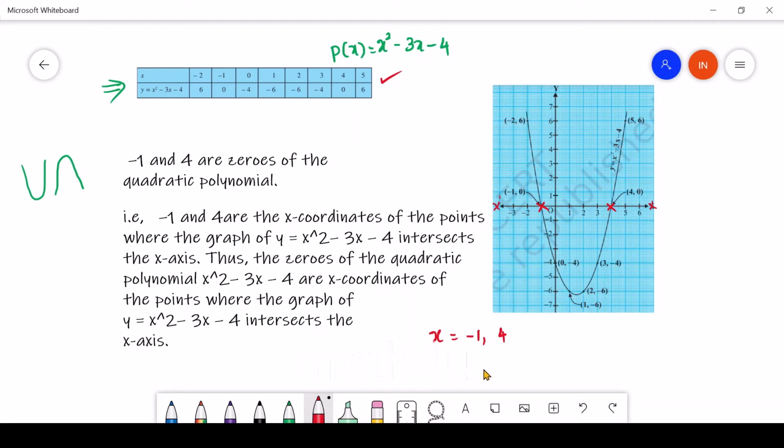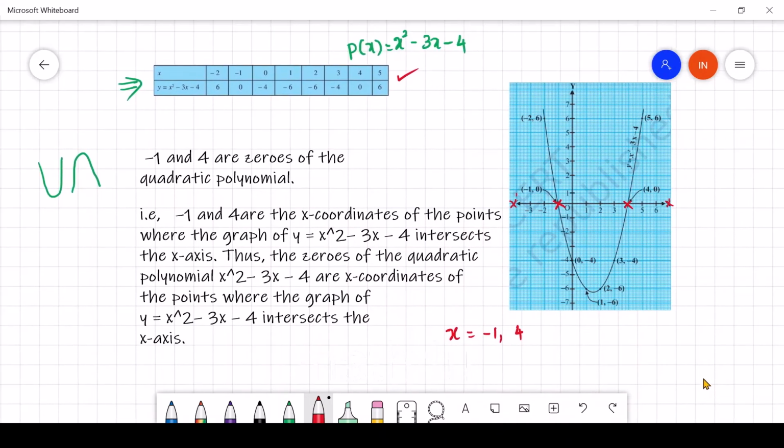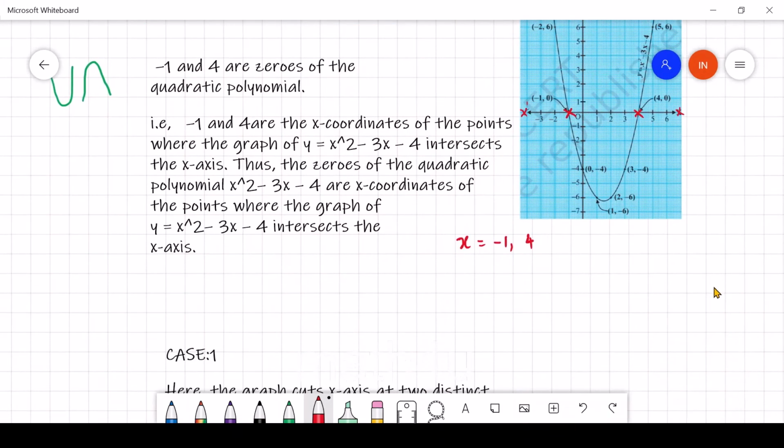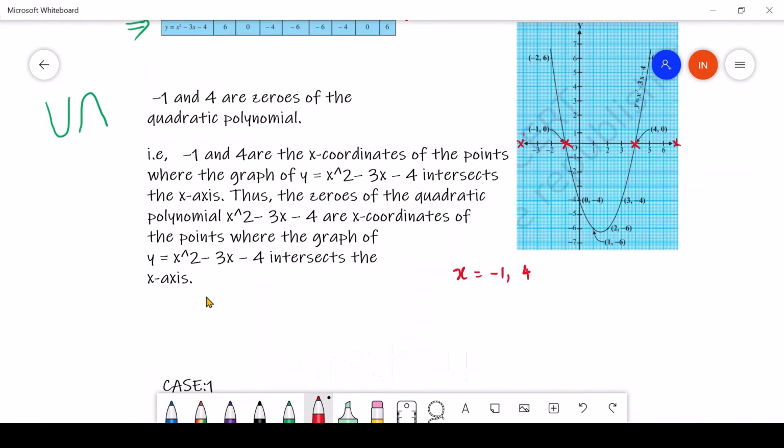So let's see whether we get p of x as 0 when we put the x value as minus 1 and 4. So p of x is equal to x square minus 3x minus 4, right? Let me write it down here: p of x is equal to x square minus 3x minus 4. Now I'm going to find out what p of minus 1 is. Minus 1 square minus 3 into minus 1 minus 4 equals 0. Yeah. So p of 4.